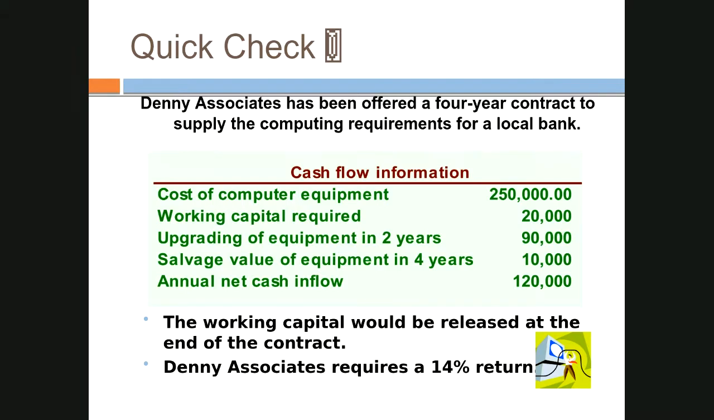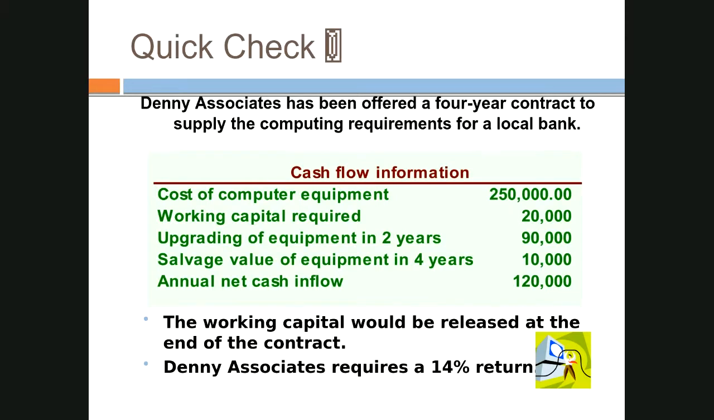So, ito yung mga cost. So, we have cost of computer equipment. So, that is 250,000. Working capital required. So, cost din yan. So, 20,000. Upgrading of equipment in 2 years, so that's 90,000. Salvage value of the equipment in 4 years, 10,000. And the annual net cash inflow is 120,000.